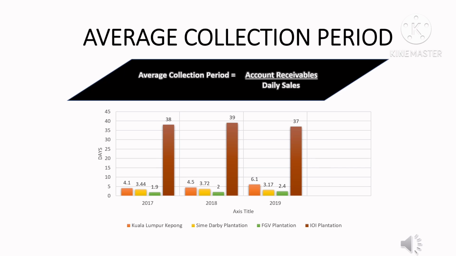Based on the graph, FGV Plantation has the lowest average collection period. It is important from a timing perspective to have a company prepare an effective plan for covering costs and scheduling potential expenditure to further growth. Last but not least, Sime Darby and Kuala Lumpur Kepong had almost similar average collection periods.